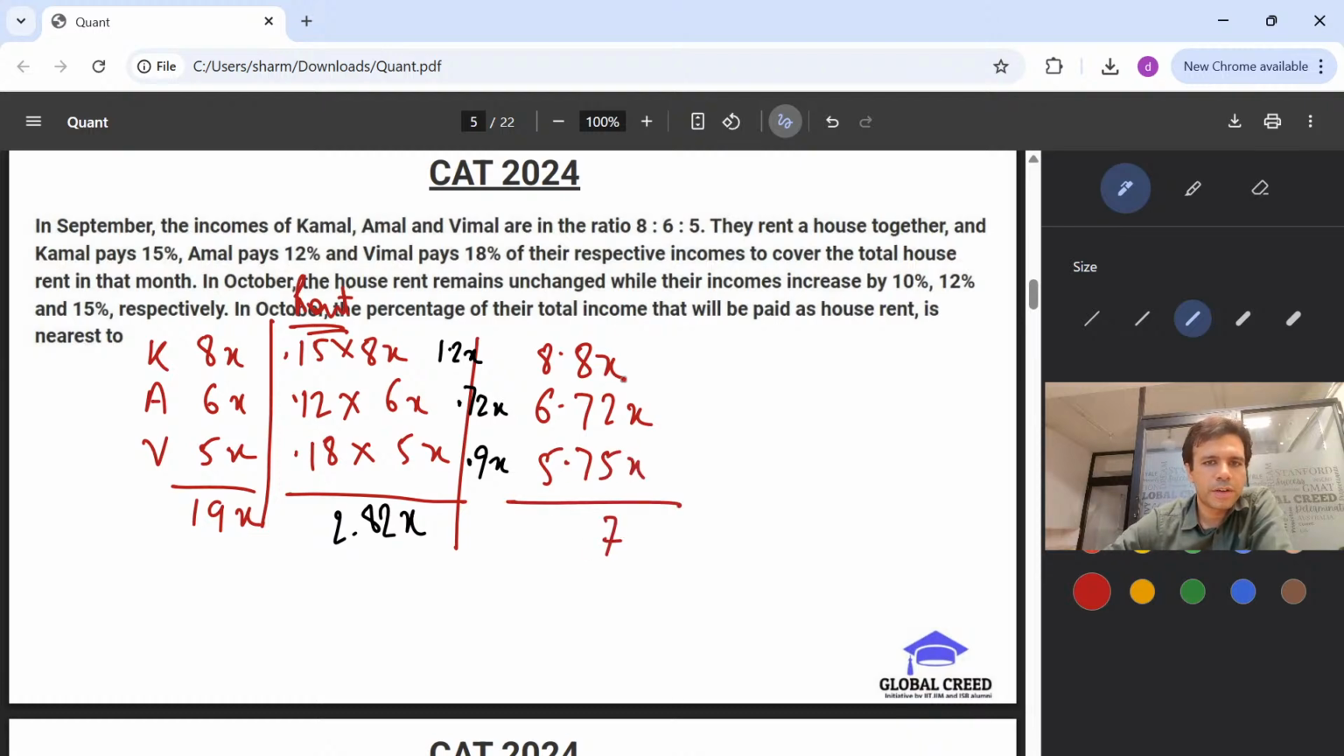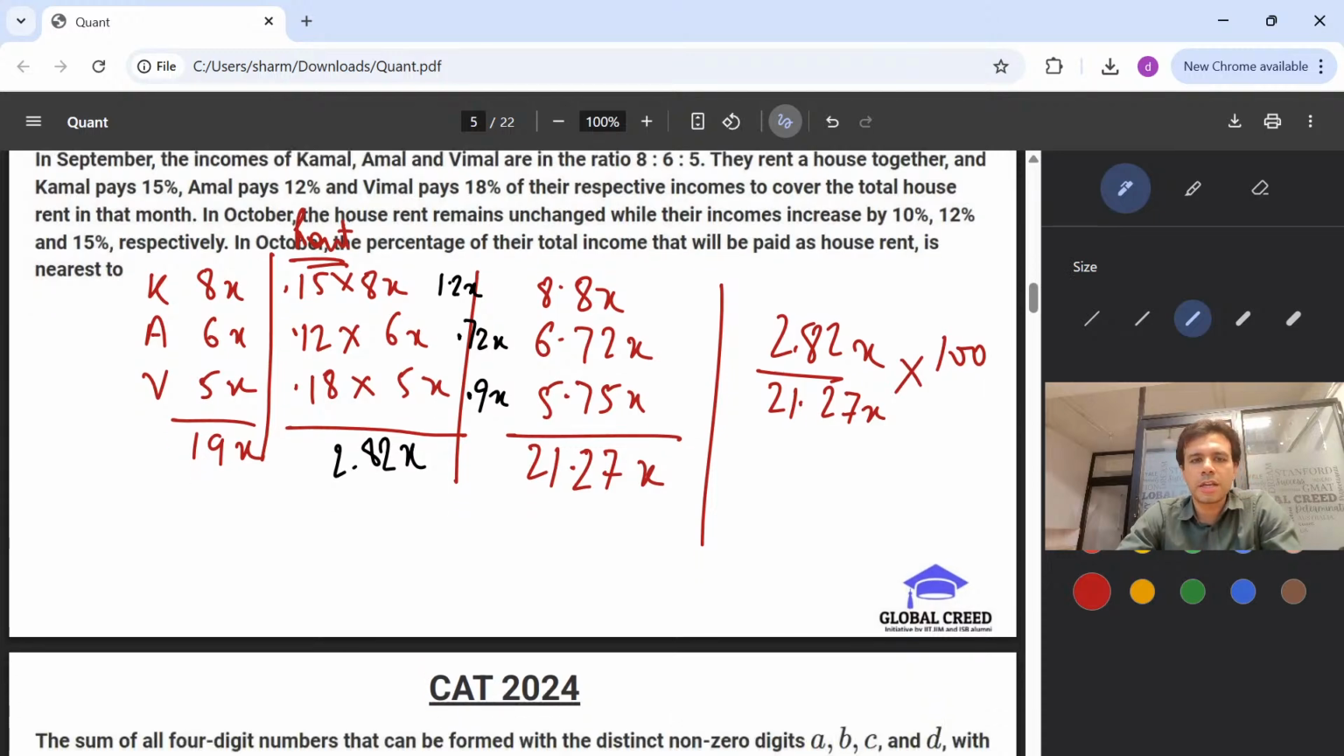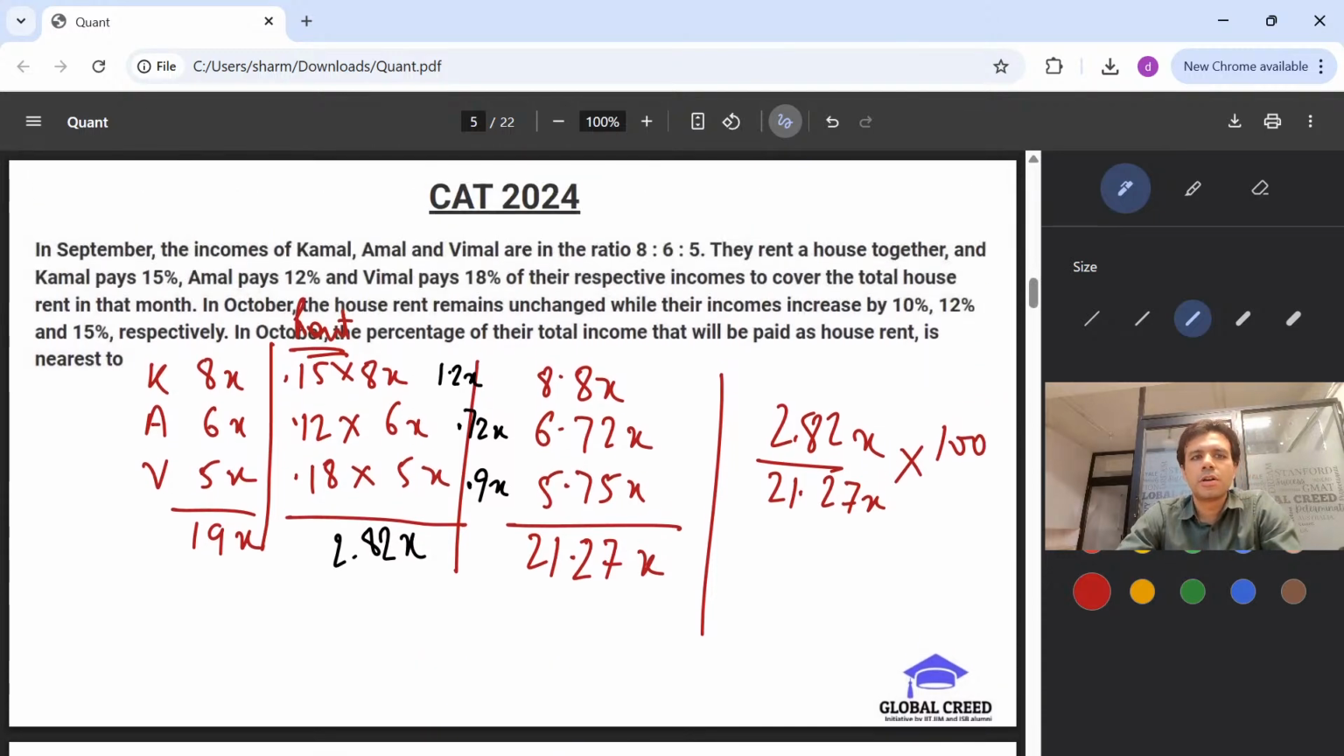If you calculate the summation, 5 to 7, 7 7 14, 14 7 21, 22, 2 10 16 21. So this will fetch me to 21.27x. This is their income. Now he says in October the percentage of their total income that will be paid as house rent is nearest to. So we are saying 2.82 divided by 21.27, and this is also x, this is also x, multiply with 100. This would fetch me the overall percentage of rent which they will be spending. And this we are talking about October.